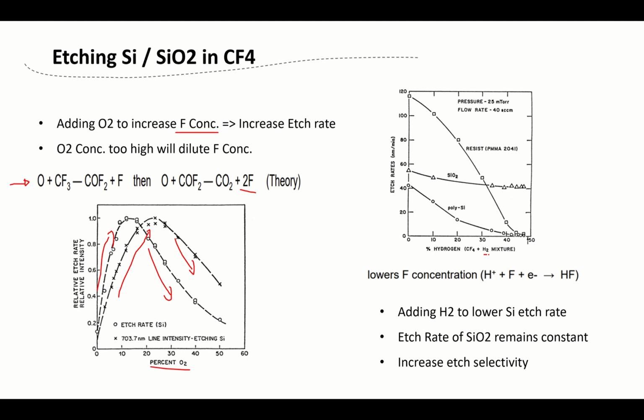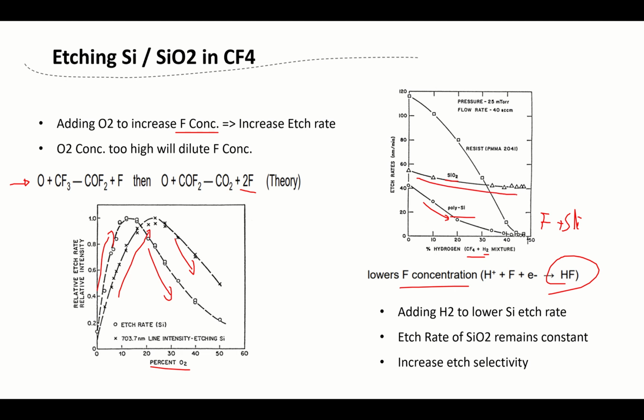For H2 with CF4, it will lower the fluoride concentration by producing HF, so it will decrease the etch rate over here. And here's the silicon and silicon oxide. We can see it will decrease silicon's etch rate a lot. That's because it forms HF, which reduces the fluoride available to react with silicon.